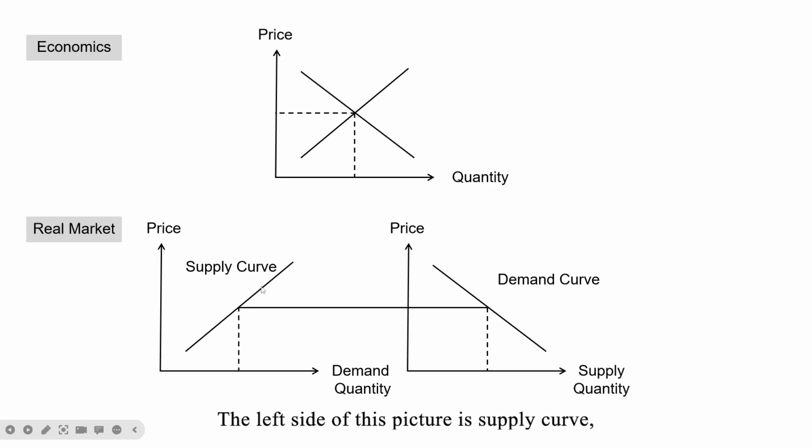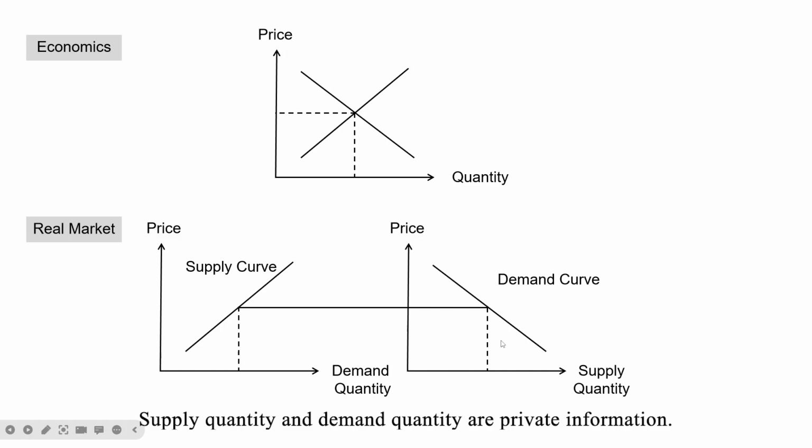The left side of this picture is the supply curve, showing how many goods you can buy at what price. The x-axis is demand quantity. The y-axis is price. Given demand quantity, the price is determined. In the same way, the right side is the demand curve. The x-axis is supply quantity. Given supply quantity and the demand curve, you know at what price you can sell out your goods.